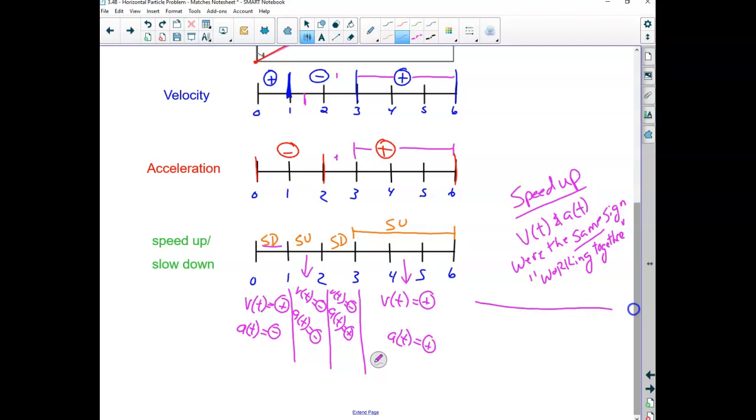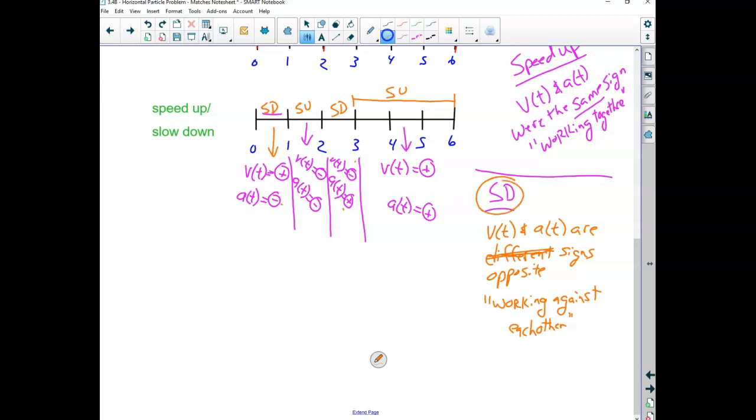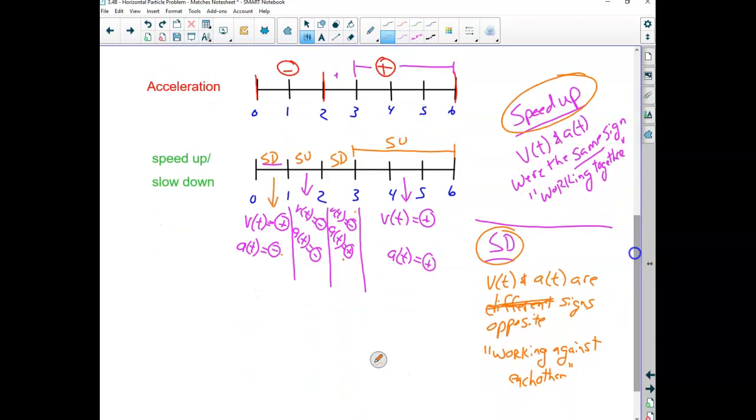Okay? When were they slowing down? Well, check it out. I slowed down here, velocity was positive, acceleration was negative. I was slowing down here, velocity was negative, acceleration was positive. But bottom line, when v of t and a of t are opposite signs, what's happening is velocity and acceleration are working against each other. And when they work against each other, they slow down. When they work simultaneously together as a cohesive unit, they speed up.